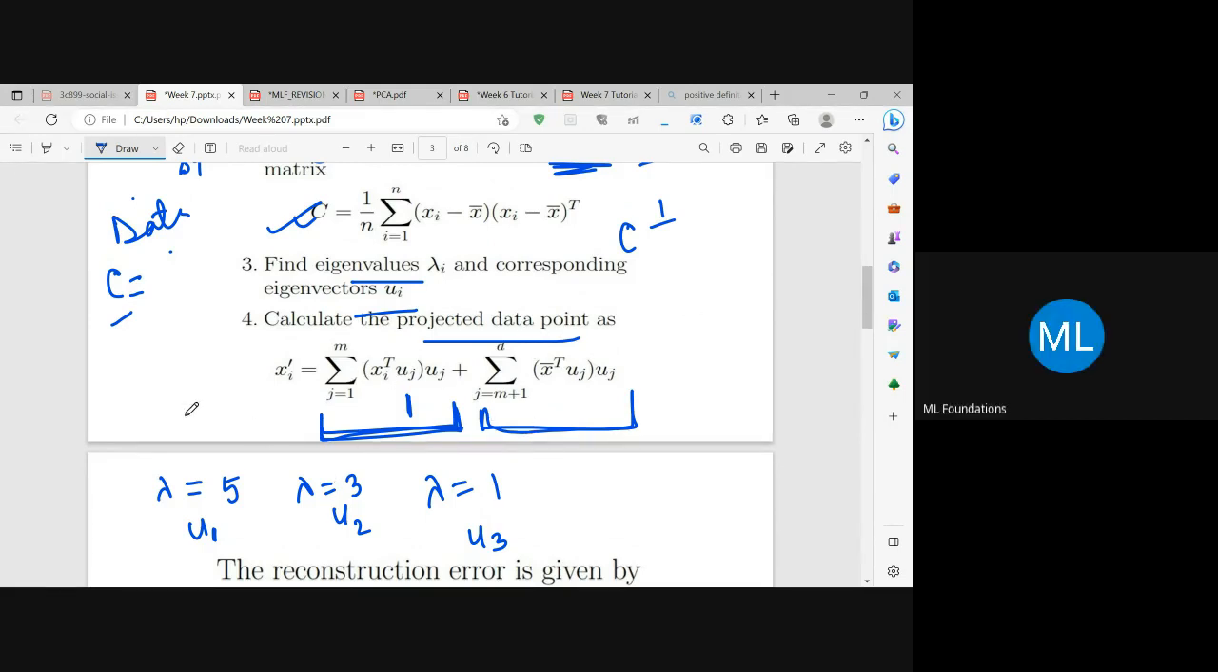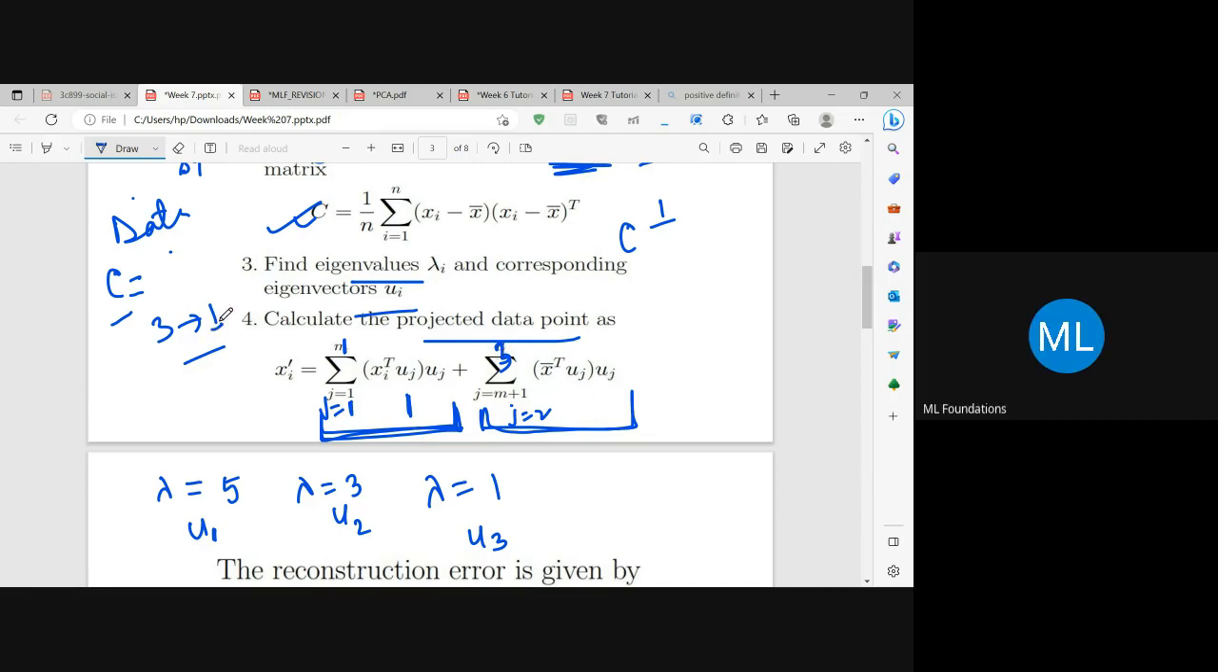For example, you just have to project the data points from 3 dimensions to 1 dimension. If you have to project the data from 3 dimensions to 1 dimension, then j will be from where to where? j will be from 1 to 1 itself, correct? And here it will be from j equals 2 to 3, right? There will be no second principal component if m equals 1, because we are reducing it to 1.